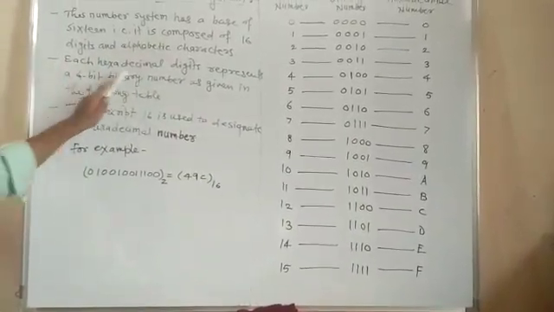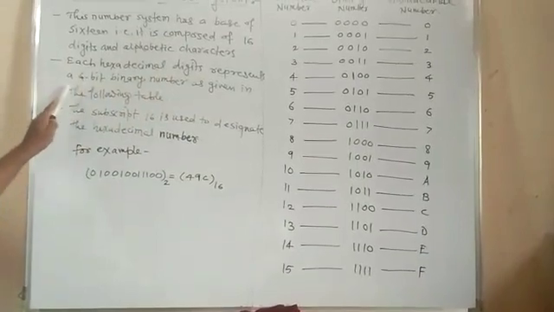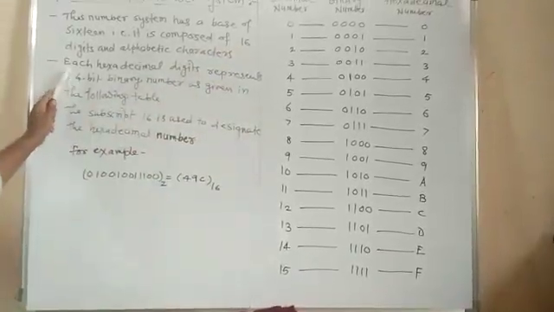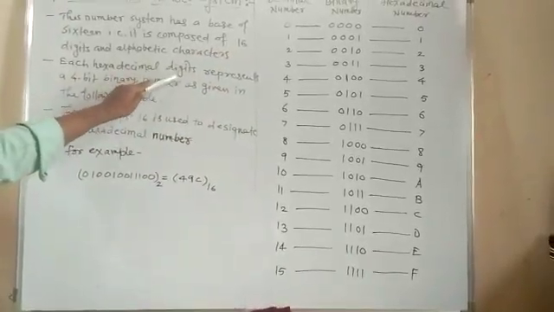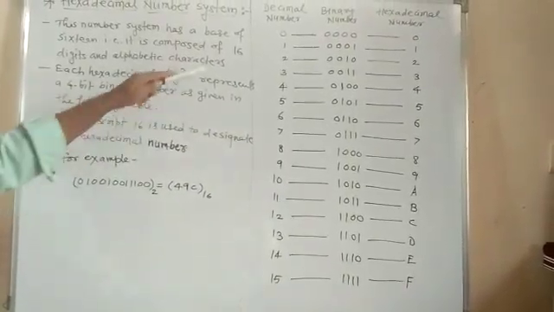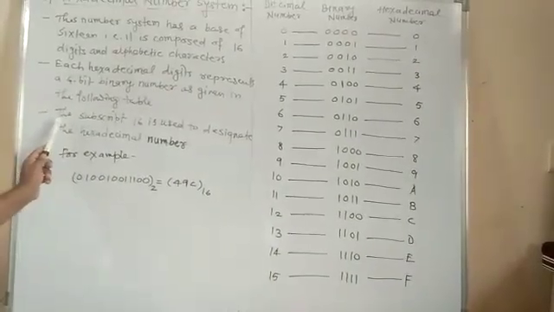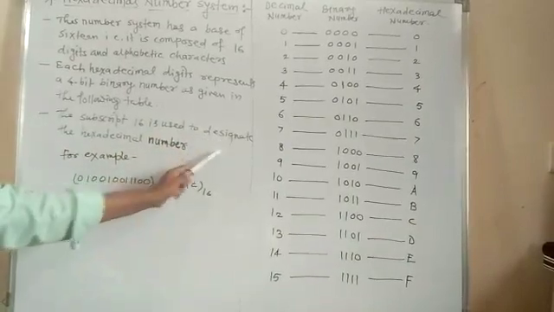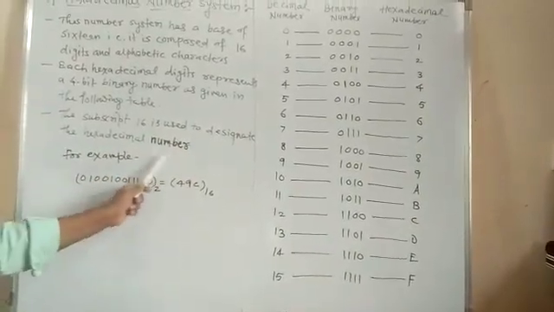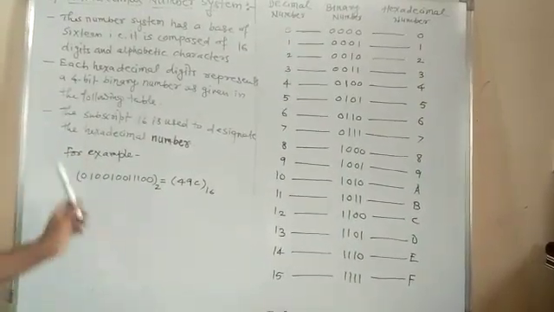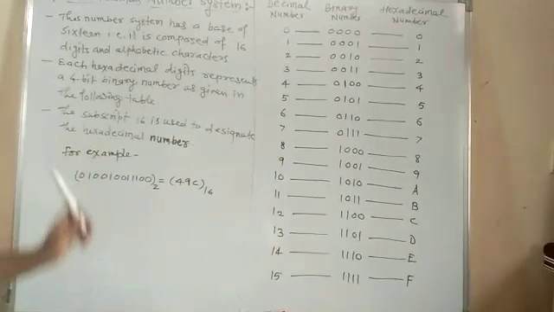Yes, each hexadecimal digit represents a 4-bit binary number as given in the following table. There is a table I have written here. So each hexadecimal digit represents a 4-bit binary number, as shown in the table. And third one is the subscript 16 is used to designate a hexadecimal number.